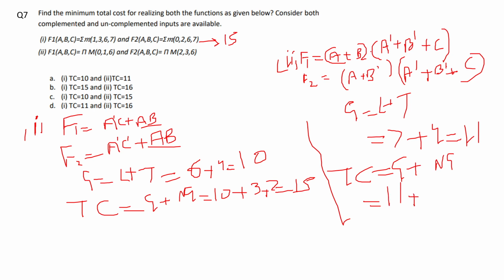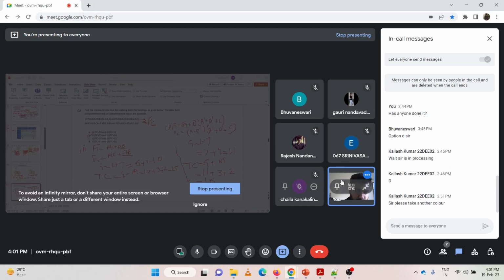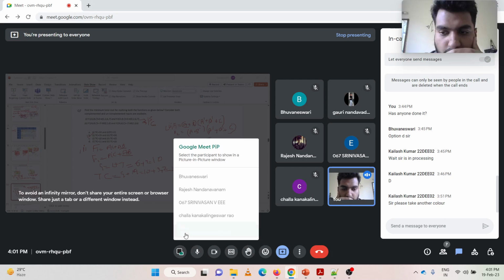How many gates do we need? We need two AND gates and three OR gates. So it's 11 plus 5, that is 16. So for this it's 16. So the total cost for option for part 1 is 15, part 2 is 16, and that is option B. So this thing is clear. Now we can proceed to question number 8.